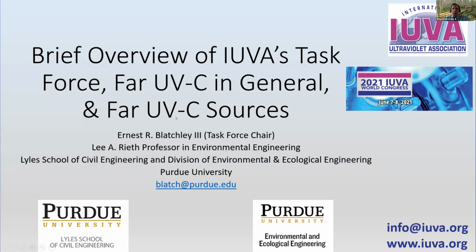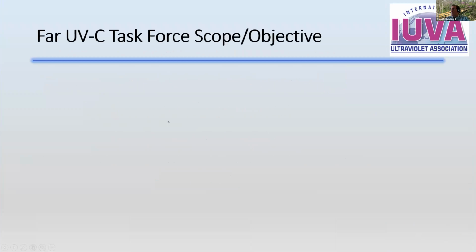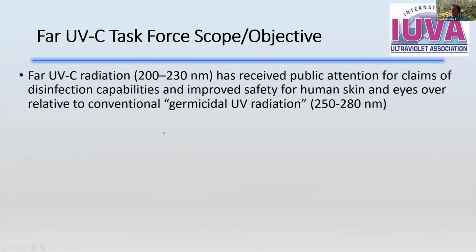Okay, thank you, Troy. So what I'm going to be doing is providing an overview of the task force in terms of its composition, meaning who was on it, and then provide some definitions that we'll be using in this presentation collectively about what Far UVC is and the other forms of ultraviolet radiation. And then lastly, just some brief information about Far UVC sources. So this task force was formed really to address Far UVC radiation. We are defining Far UVC radiation as radiation with wavelengths between 200 and 230 nanometers.